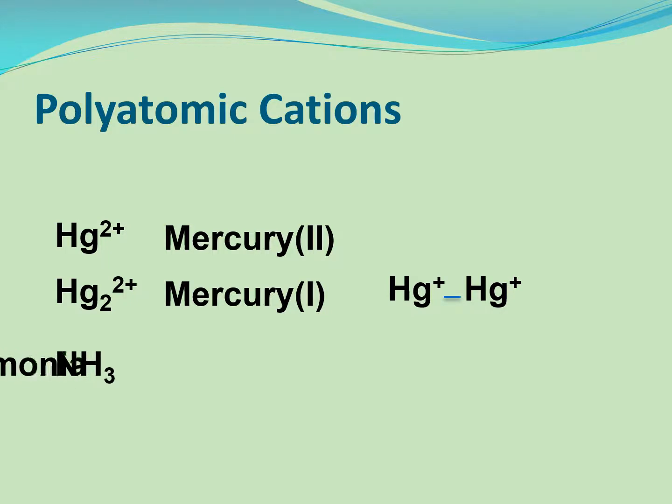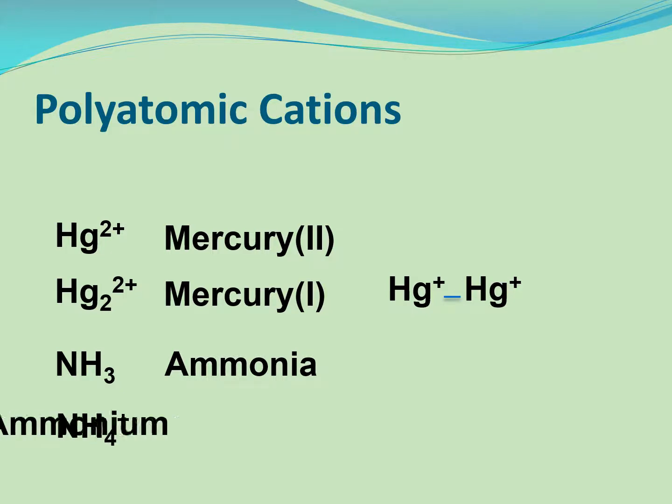Another polyatomic cation starts with ammonia. Now ammonia doesn't have a charge on it, it's a molecule. And here we have NH3, that's ammonia. And if I add a proton to it, it becomes ammonium. So that's one you just sort of have to memorize, but that too is a polyatomic cation.